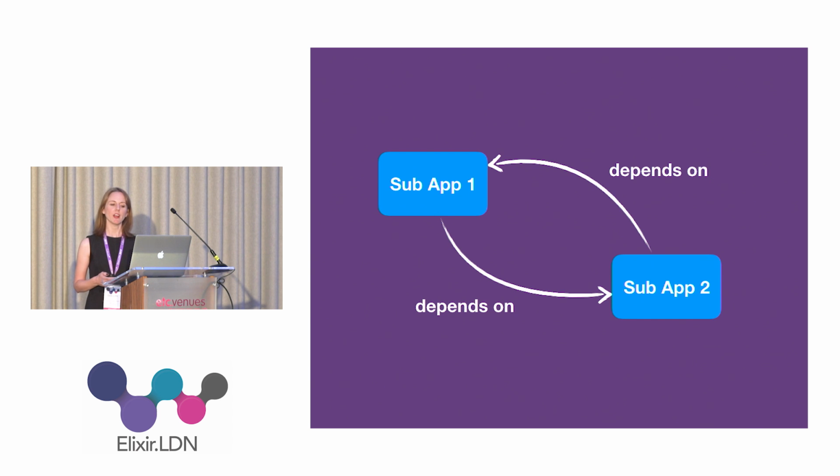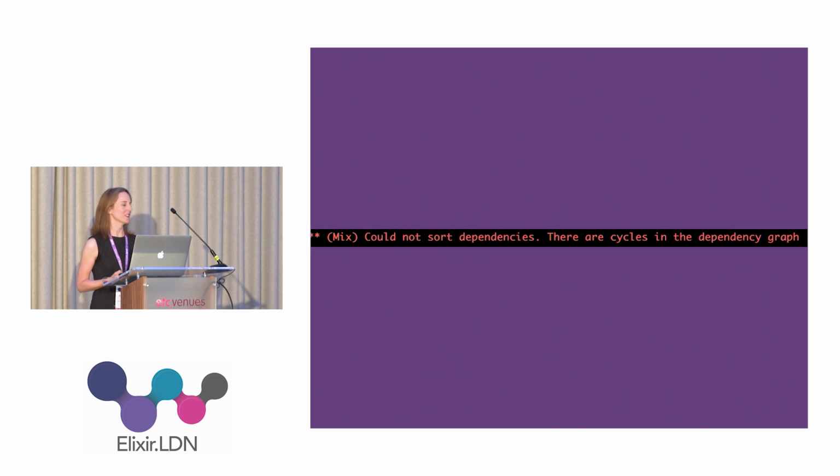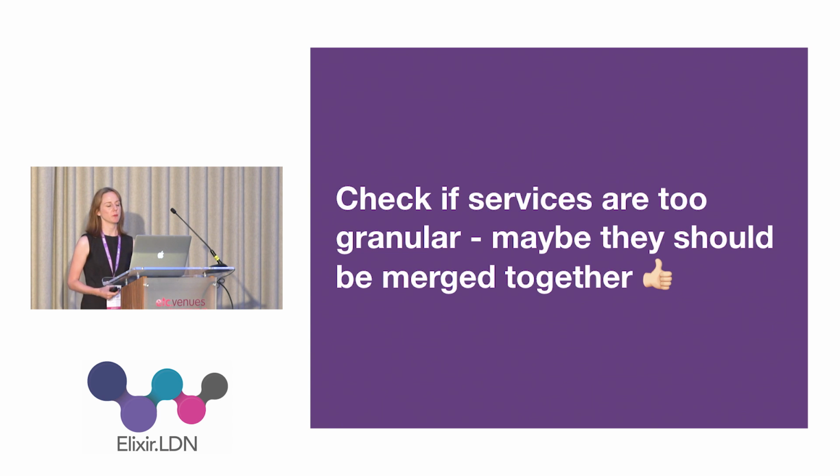Under your umbrella, if you end up with a cycle, you basically can't do anything because Mix tells you straight away that you have to break this cycle before you can go on, and you have to down tools and sort it out. If you do end up in this situation, it's probably best to check if you've split your services to too small a level, and maybe the two things that are dependent on each other should actually be combined and they may be related.